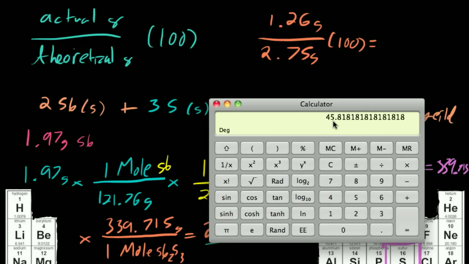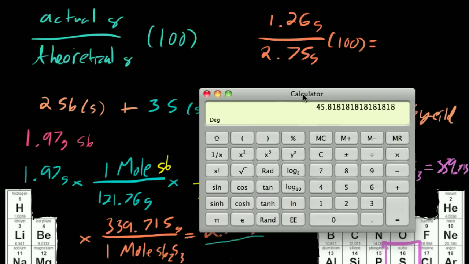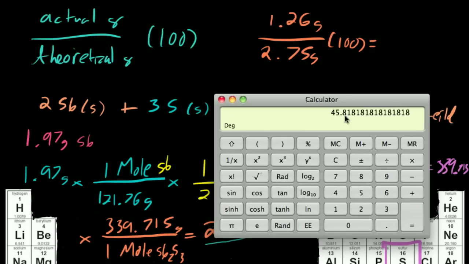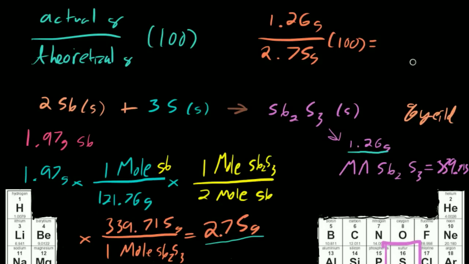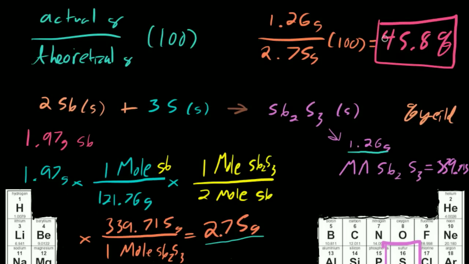That gives us 0.458, and then I'll multiply that by 100. We have three significant figures for this operation. So this reaction had a 45.8% yield. That is our final answer. Hopefully you found this useful, and I'll see you in a future video.